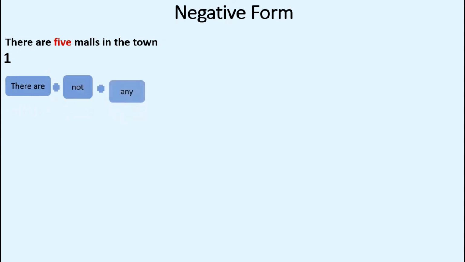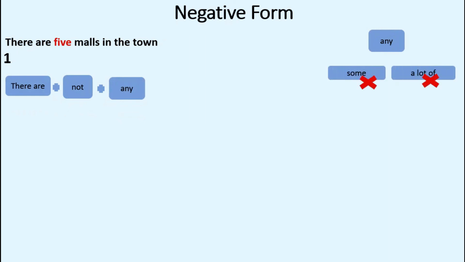The negative form for there are. Normally this sentence, which is there are 5 malls in the town, is a positive sentence. We are going to make from this sentence a negative form sentence. So it is going to be in 2 ways. The first way is we use there are plus not plus any. And by the way, for the negative form, we use any instead of a lot of or some. So for the negative form, we do not use some or a lot of. Plus plural noun plus the complement.